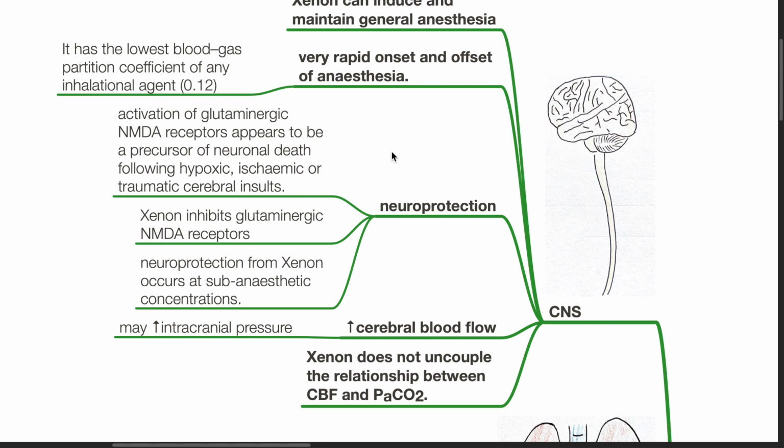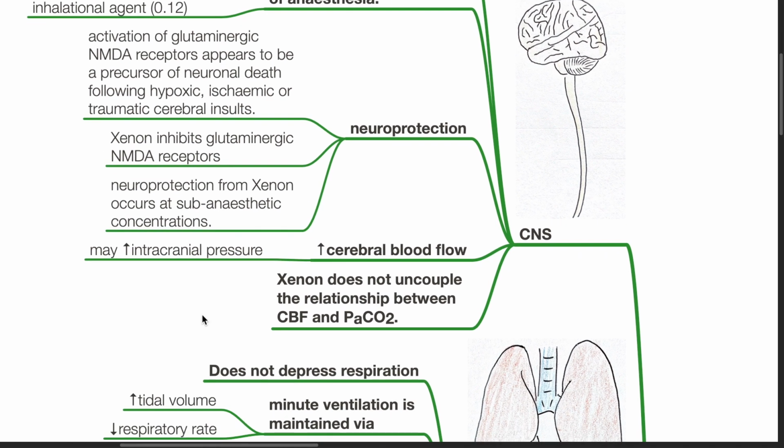Neuroprotection. Activation of glutaminergic NMDA receptors appears to be a precursor to neuronal death following hypoxic, ischemic, or traumatic cerebral insults. Xenon inhibits glutaminergic NMDA receptors. Neuroprotection from Xenon occurs at subanesthetic concentrations. There is increased cerebral blood flow, and this may increase intracranial pressure. Xenon does not uncouple the relationship between cerebral blood flow and PaCO2.